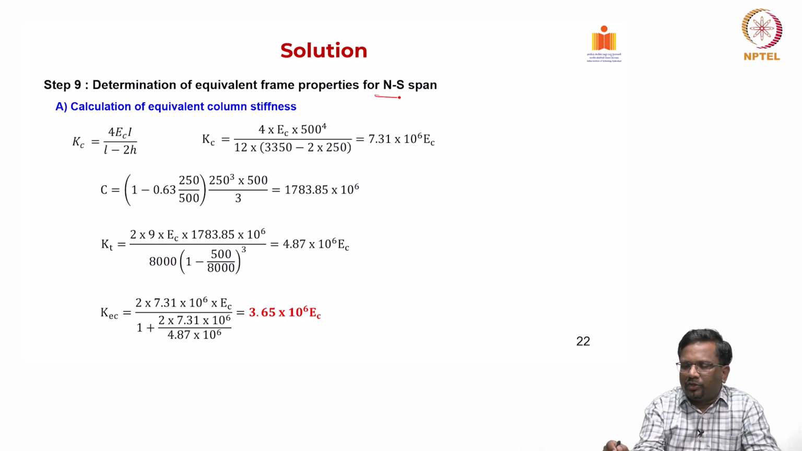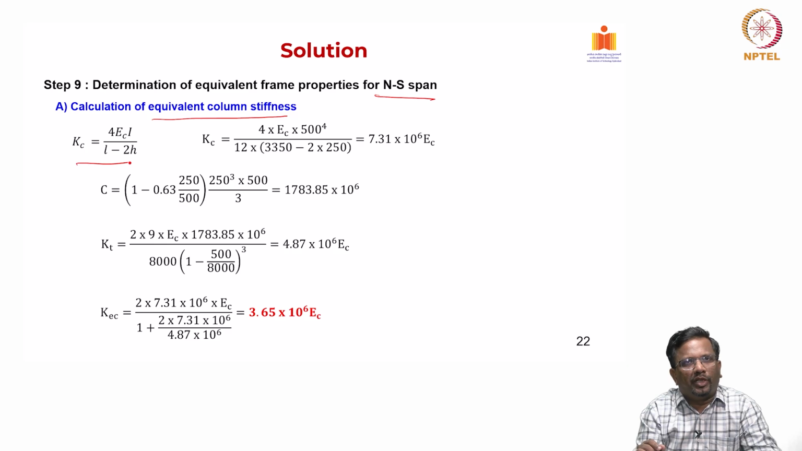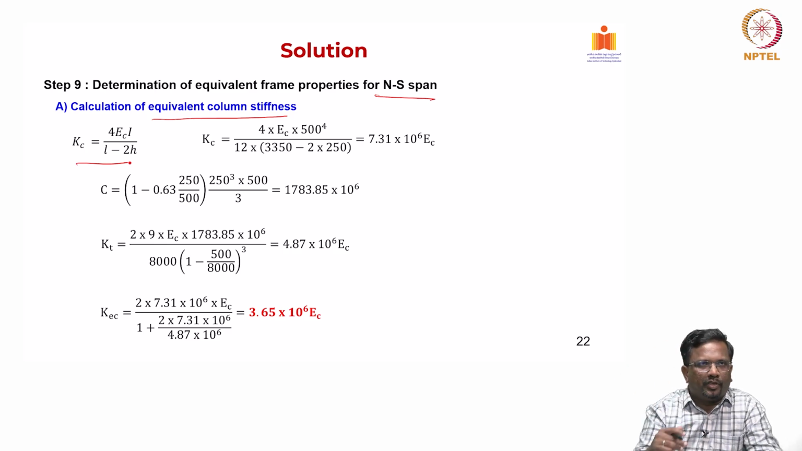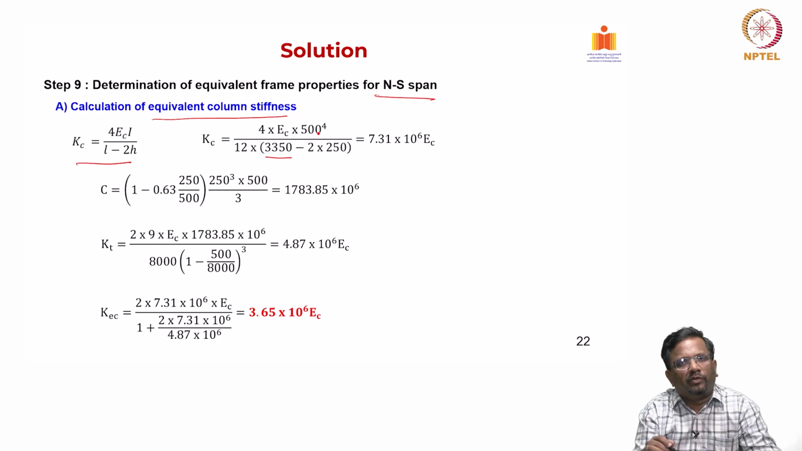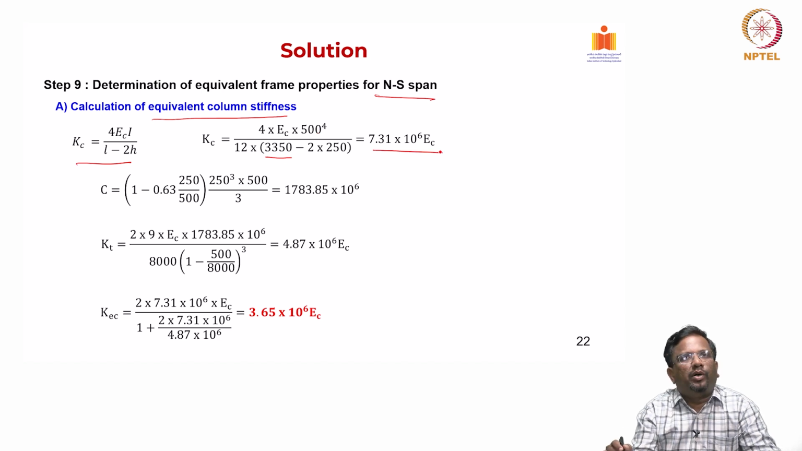So, in the north-south span, I have to calculate all the stiffness parameters. First, the column stiffness. The column stiffness equation is 4EI by (L minus 2H). Now, L is the height of the story, which is 3350, minus 2 into H, which is 250, and EC into the moment of inertia of the column, which is a 500 by 500 section, so 500 to the power of 4 by 12. So, you get column stiffness as 7.31 into 10 to the power of 6 EC.